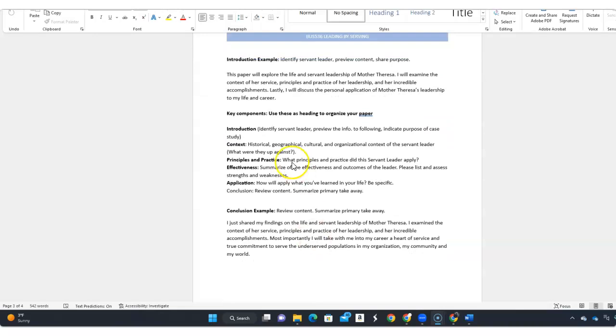You'll note the introduction. You will identify the servant leader, you'll preview the content, and you'll simply share your purpose. So let's look at how that may look. This paper will explore the life and servant leadership of Mother Teresa. Okay, that is you identifying your servant leader and your key purpose. Now we're going to preview. I'll examine the context of her service, principles and practice of her leadership, and her incredible accomplishments. Lastly, I will discuss the personal application of Mother Teresa's leadership to my life and career. This, folks, is a quality introduction. It is one paragraph. It introduces your servant leader, your primary purpose, and it previews the content.